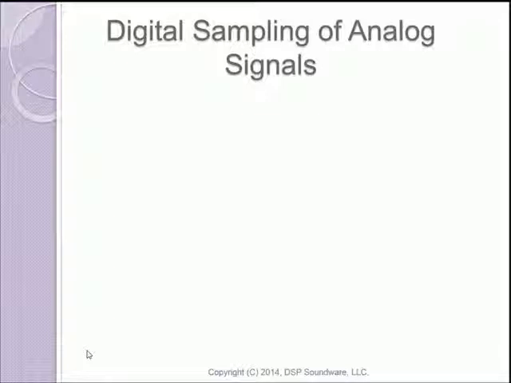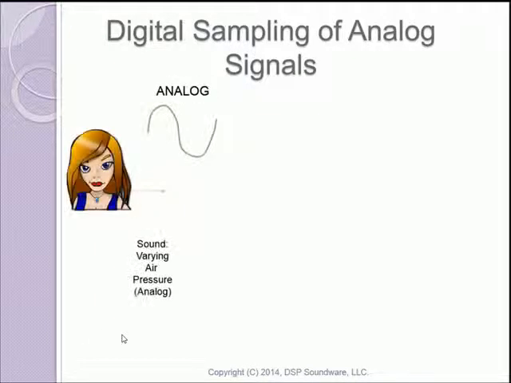We'll start with a brief review of digital sampling of analog signals. Here we have a woman, and she's presumably speaking, and her speech is carried through the air as varying air pressure. And you can see here's a plot of varying air pressure. The pressure increases, the pressure decreases. Obviously, this is slowed down a lot, and there would be a lot of increases and decreases based upon the content of her signal.